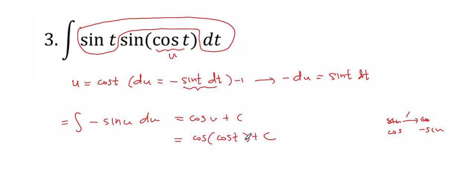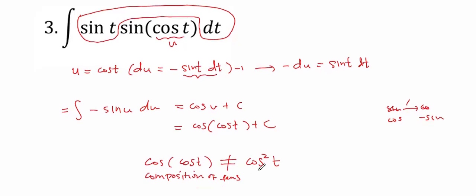So this is a composition of functions. Take note: cosine of cosine of t is not equal to cosine squared of t. So this one is a composition of functions.